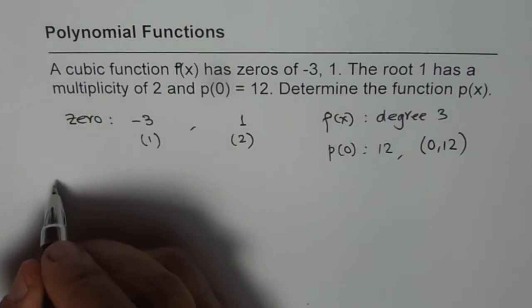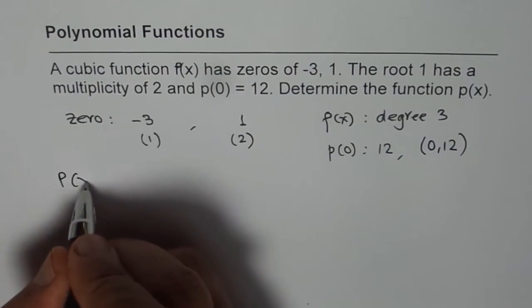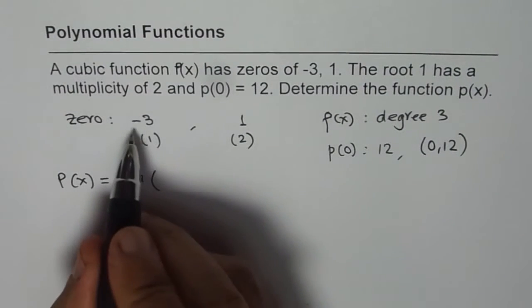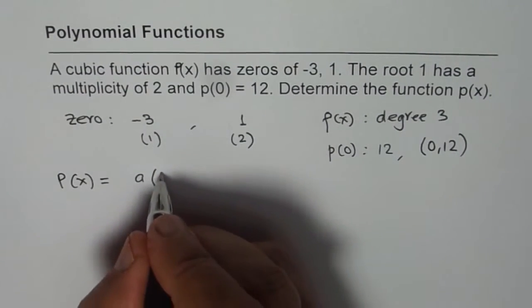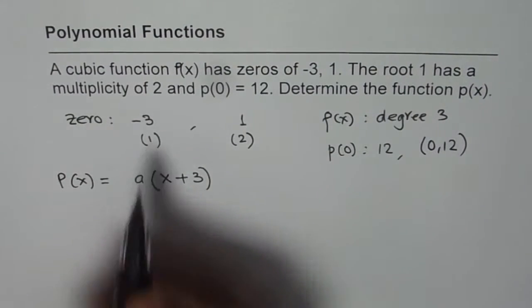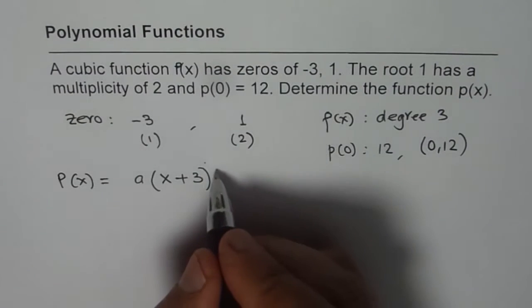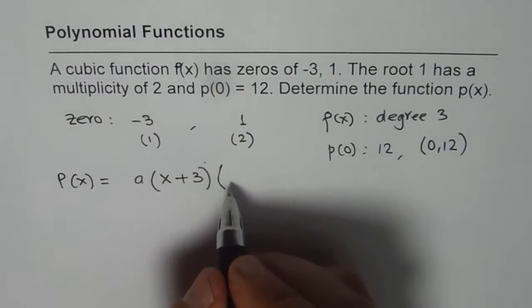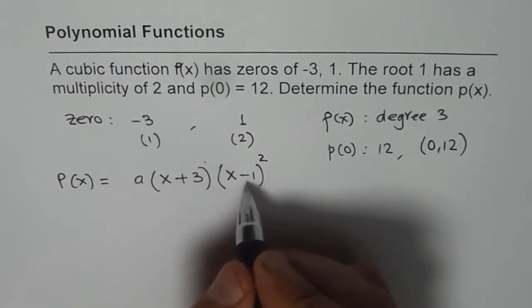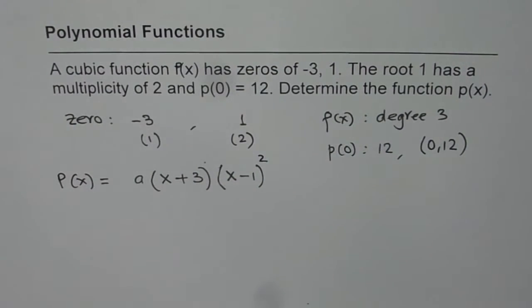So we can write the cubic function, the polynomial for us, is equal to a times first zero, let us say, is at minus 3. So the factor is x plus 3. That gives us a zero. Multiplicity is 1, so this order is 1. Now the second zero is at 1. That means x minus 1 with multiplicity of 2. So two zeros at x minus 1.